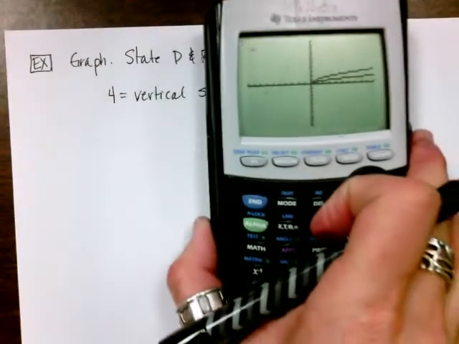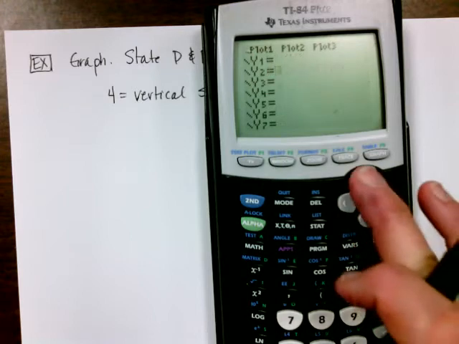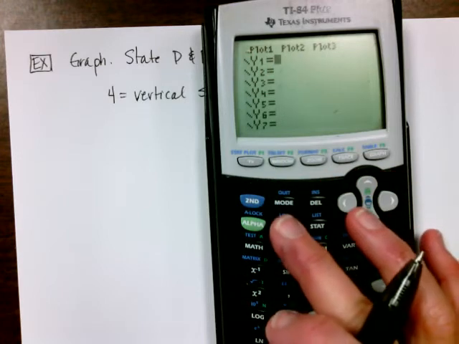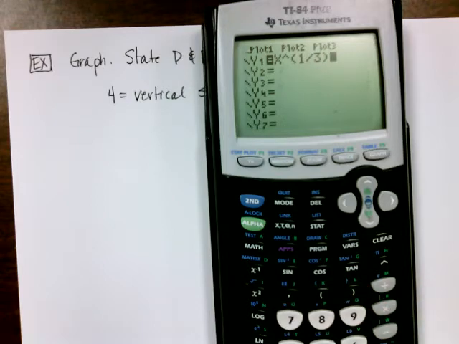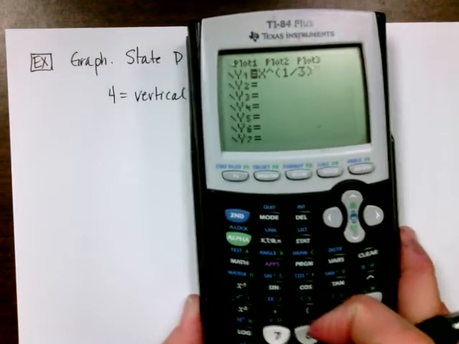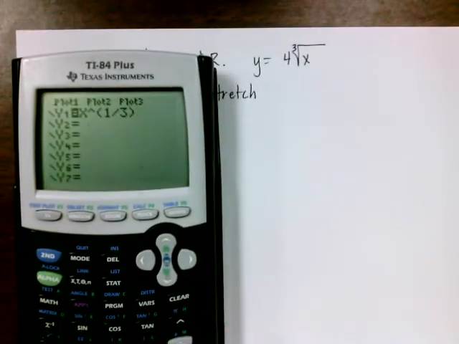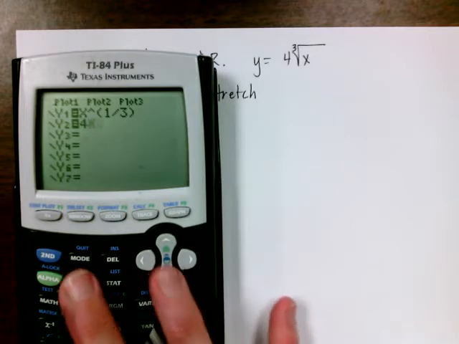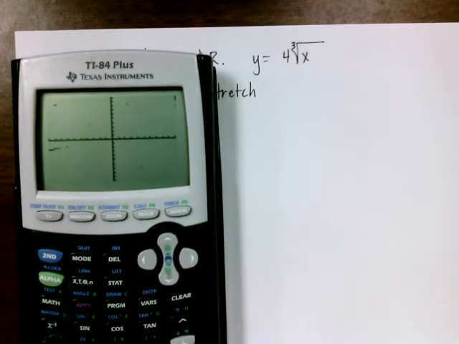And I'm going to graph both equations so you can see what they look like. So I'm going to graph x raised to the 1/3. Okay, that's my parent equation. And then I'm going to graph here, I'll scoot it over here. Then I'm going to graph my second one. It's going to be 4 times x raised to the 1 divided by 3. And then I'm going to hit graph.